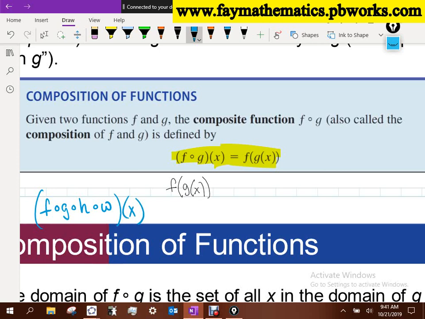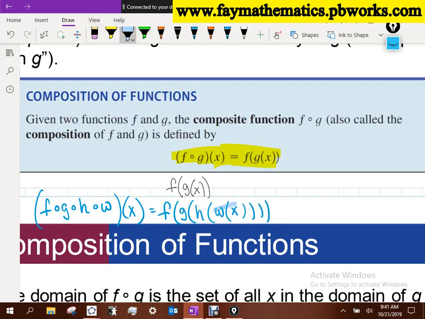Well, if I go left to right, just like I said, okay, start with f, put a parenthesis, then it goes to g, put a parenthesis, goes to h, put a parenthesis, goes to w, put a parenthesis. What's the next thing I've got to write? x. Now, once I write my x, I then go and close all open parentheses. So there's 1, 2, 3, 4 open parentheses, right? So I've got to close them all up.